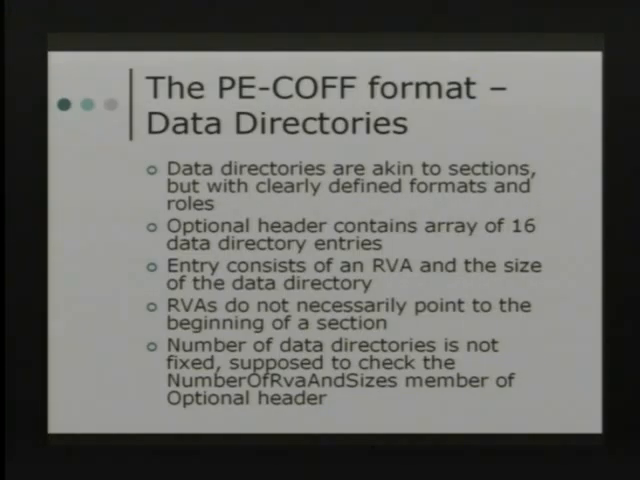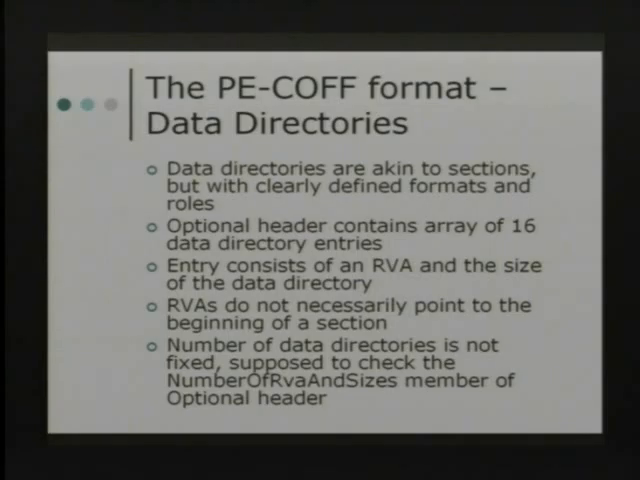Getting into the data directories, they exist within sections, or they can be at the start of a section. Typically you can have multiple ones within any particular section, and they're very clearly, quote unquote, clearly defined. Inside of the optional header, there's a base of 16 data directory entries, but it doesn't necessarily have to be 16. Microsoft has just defined 16 types that we know. I can't recall encountering one that had more than that, but they very well could exist, and I believe the COFF specification actually talks about that to some degree.